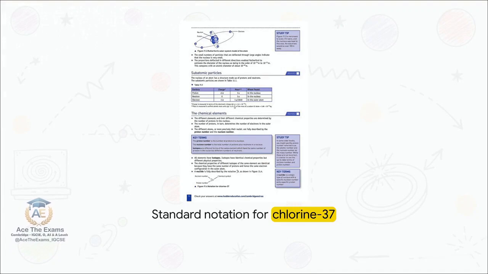The bottom number, 17, is your proton number. The top number, 37, is your nucleon number. That's the total of protons plus neutrons. A massive point students miss here is chemical properties.